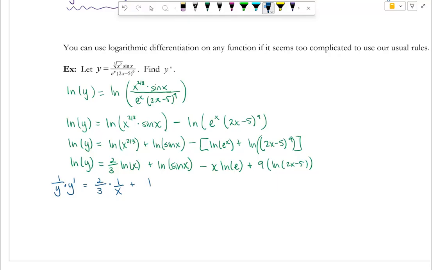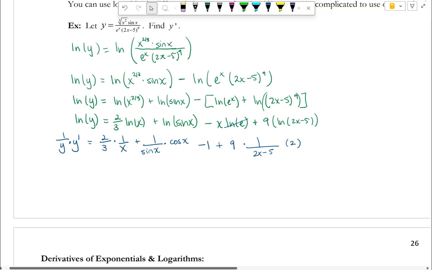For my next term, I'm going to get 1 over the junk, so 1 over the sine of x times the derivative of the junk, which is cosine of x. For my next term, we said that really x times the natural log of e is just x times 1. So the derivative of negative x is just negative 1. And then finally, for my last term, I have the constant multiple of 9 times 1 over the junk, so 2x minus 5, times the derivative of the junk from the chain rule. I'm going to pick up a times 2 there.